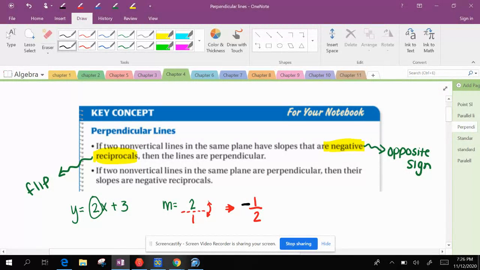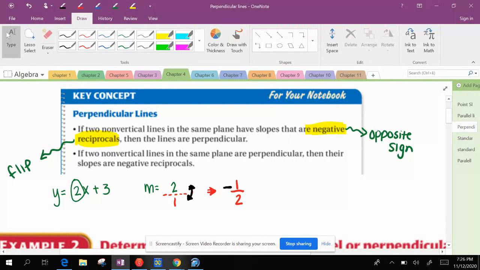So reciprocal means flip. That's what I'm doing right here. I'm flipping the 2. And opposite, or the negative, means I'm taking the opposite sign. So, for example, if I give you a slope that is, let's erase this one, negative 3 over 4, my opposite reciprocal would say flip. So it becomes 4 over 3. And since it was negative, my new slope is now positive.